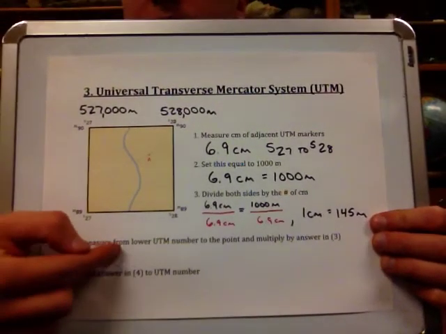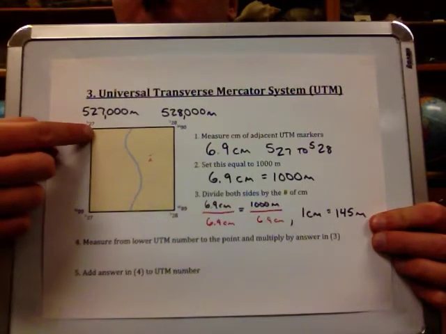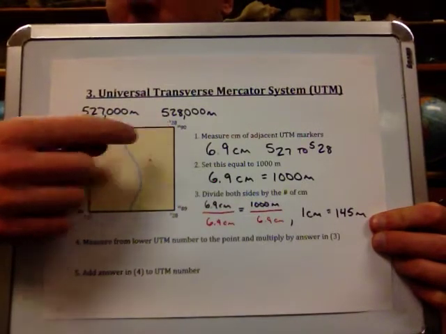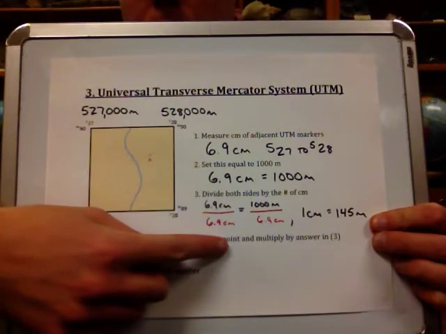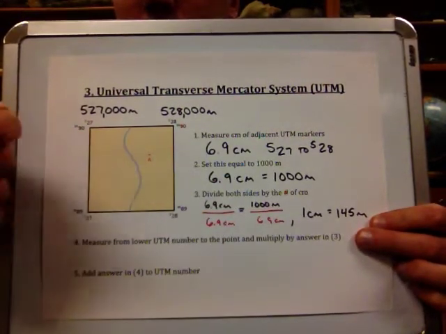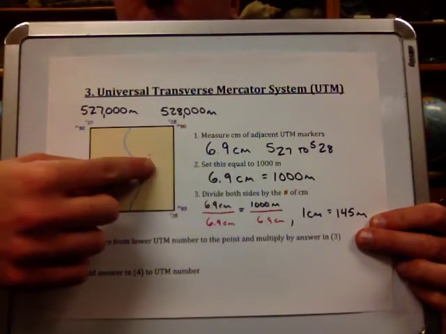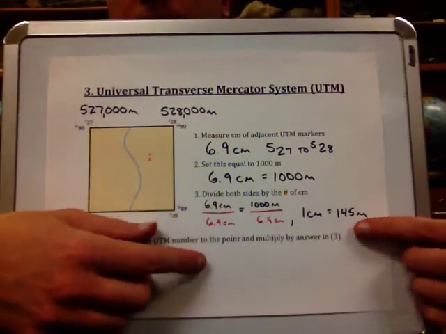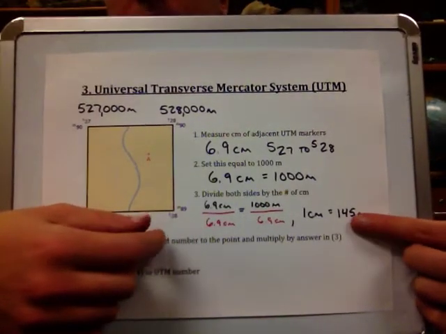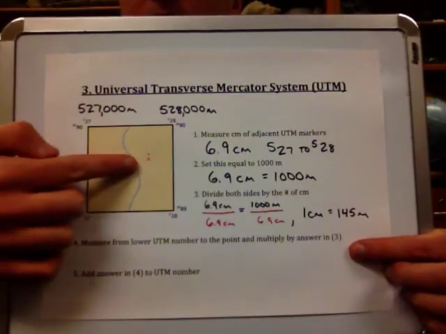is that we are going to measure from the lower UTM number, so for us that would be the 527 because that's lower than 528, to the point that we're trying to give coordinates for. So that would be letter A. And then once we get how many centimeters that is, we're going to multiply it by the number we got in 3, which is 145 meters.